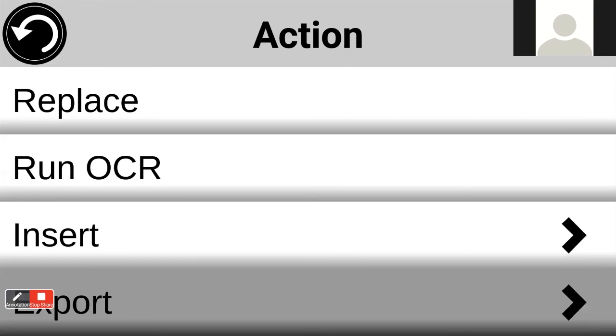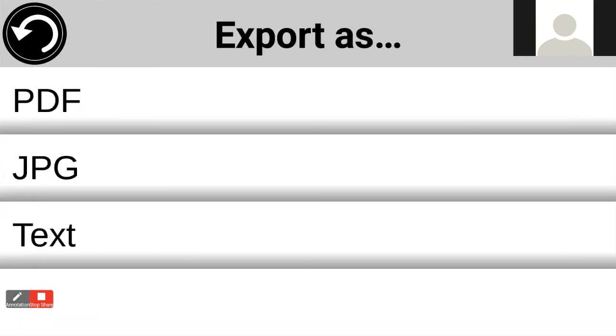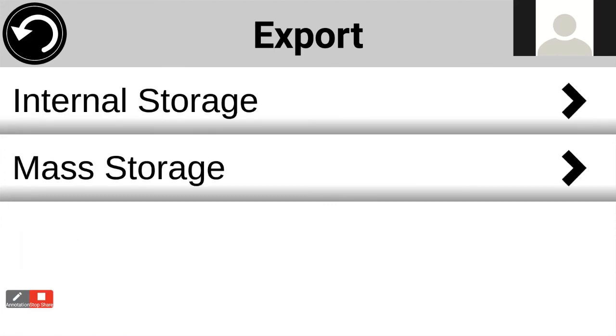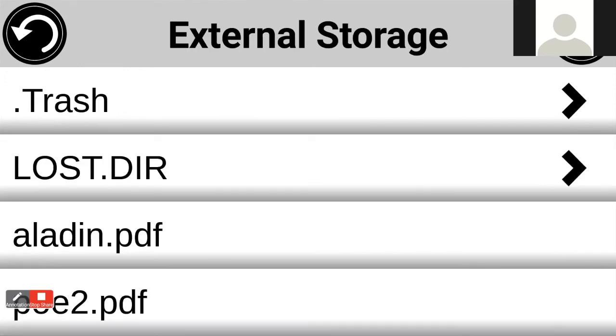Tap on export. And again, since I did not disconnect my USB, I should be able to find my USB mass storage in one of the windows. I will export it as a PDF. And here is the window where it says internal storage and mass storage. Select mass storage. And since we have already selected which storage to export or import at the beginning, it will bring you to the USB drive to export at that location.